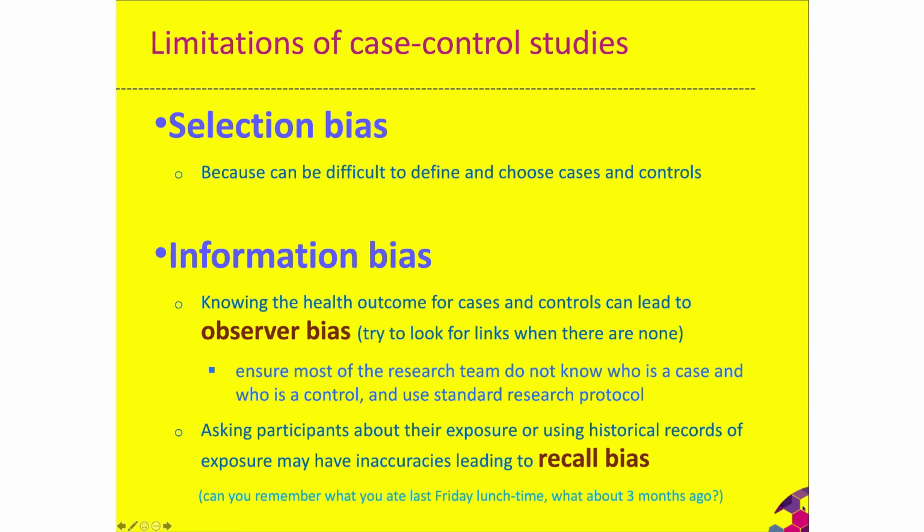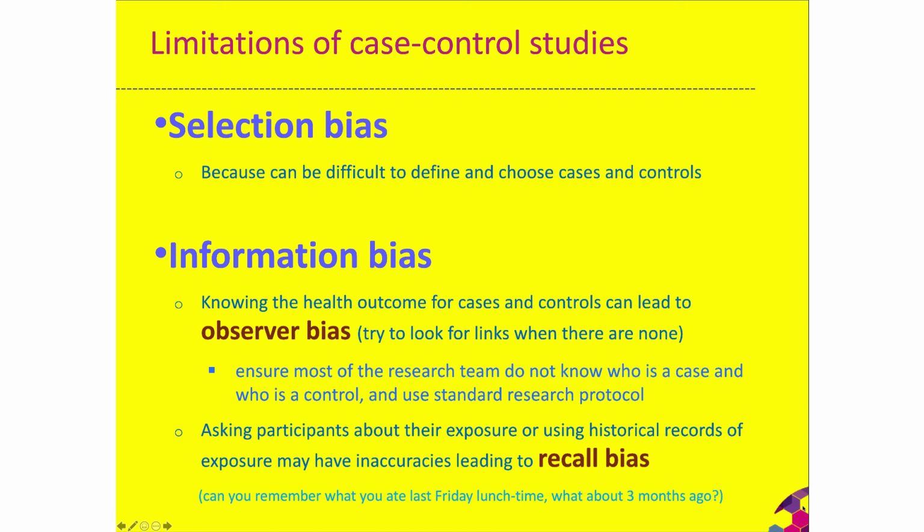What are the limitations of case control studies? Like all study types in epidemiology, they are prone to selection bias and information bias. The specific type of selection bias that it is affected by is the difficulty in choosing cases and controls. It can be very challenging to decide what is a case and what is a control. And therefore, it's very easy for the case control study to have selection bias because we've chosen the wrong cases or we've chosen the wrong controls for those cases.